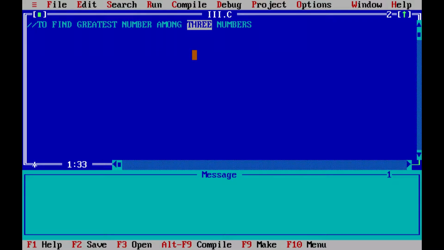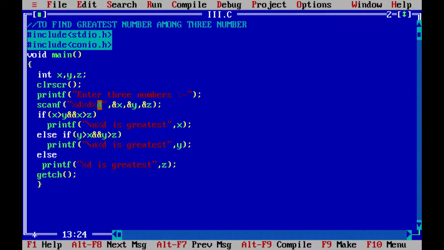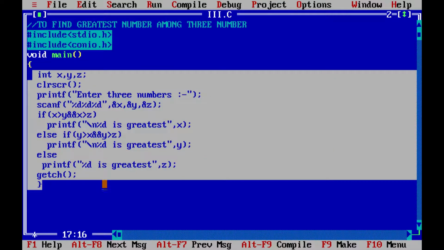I think many of you know the basic concept of this particular problem. So let's move on to the solution. These are the header files which we have to include, and this is the solution. We declare three variables, x, y, z, because there are three numbers among which we have to find the greatest.